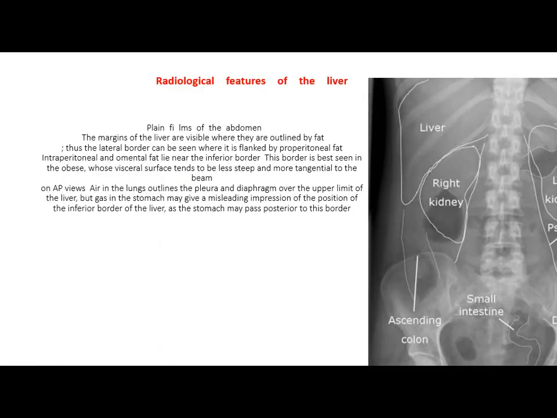Radiological features of the liver: on the plain X-ray the border will not be visible, just in a fatty, obese person, because of properitoneal fat, intraperitoneal fat, and omental fat, which increase in obese people and make the border of the liver more obvious.